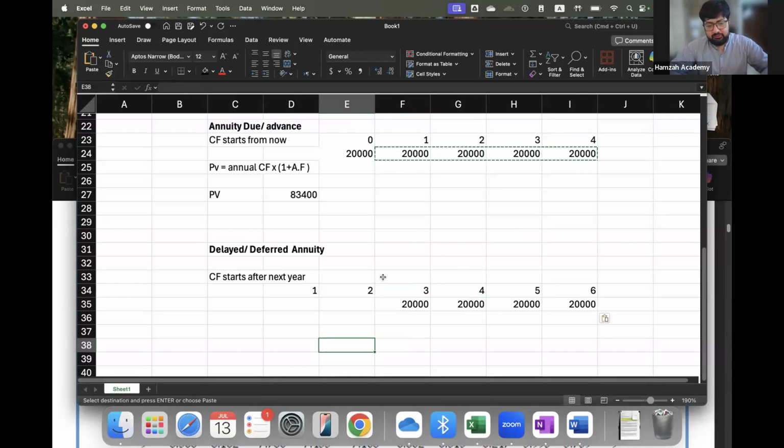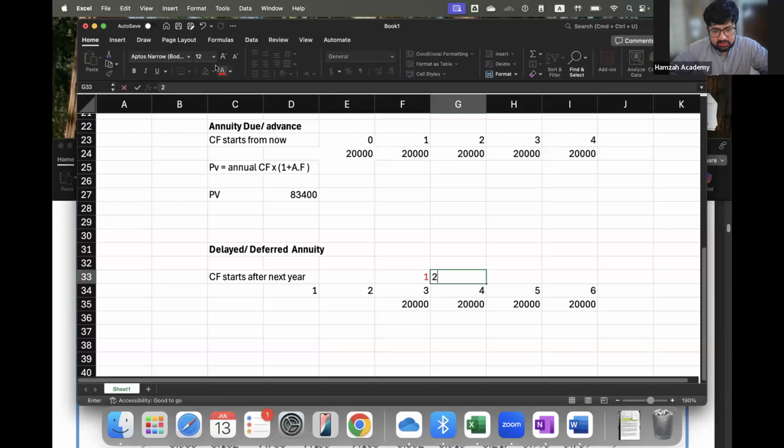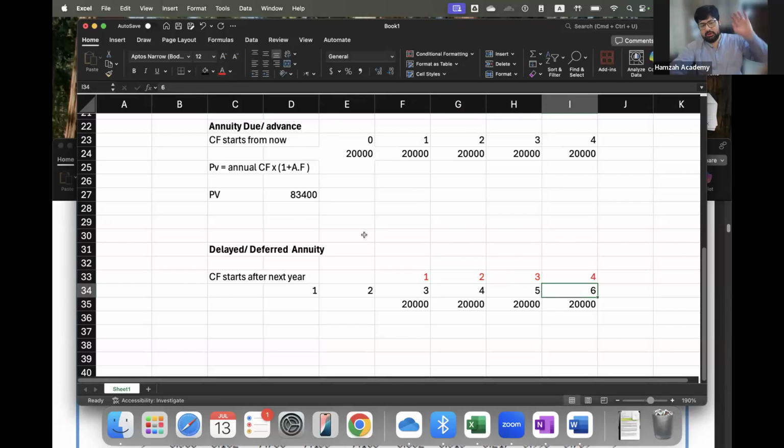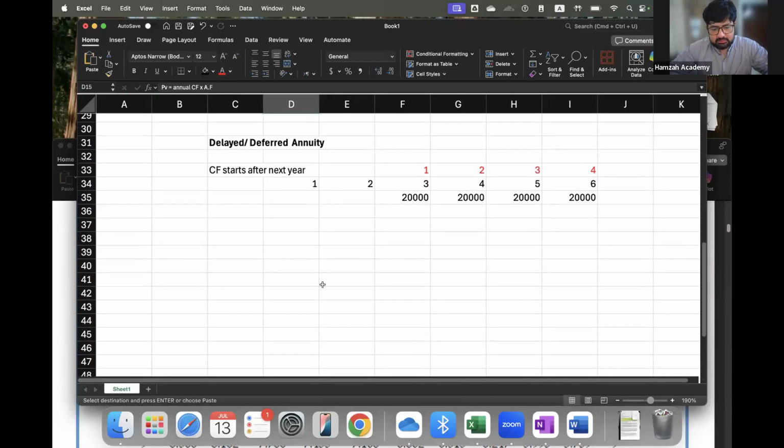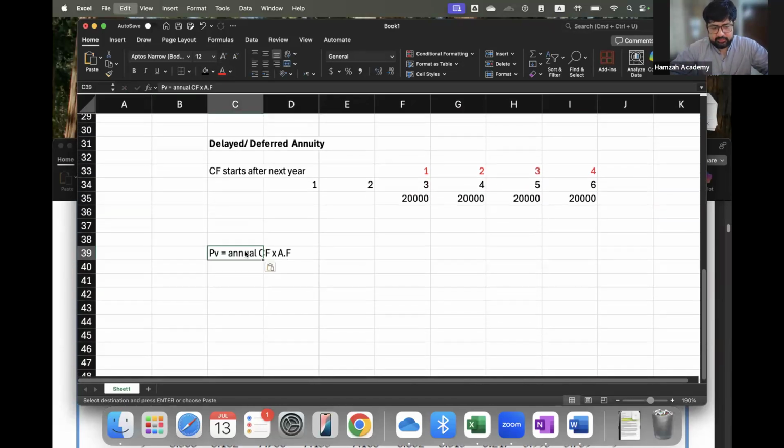So if we forget about year 1 and 2, if we assume that this is year 1, this is year 2, next, this is year 4, we assume that. So same is the way to solve it. So let us solve it.